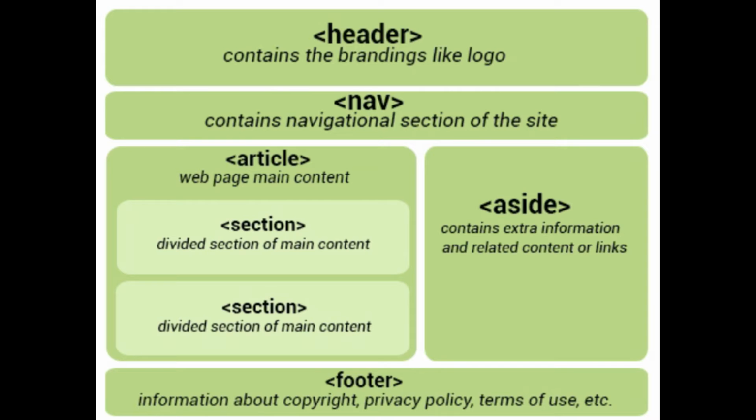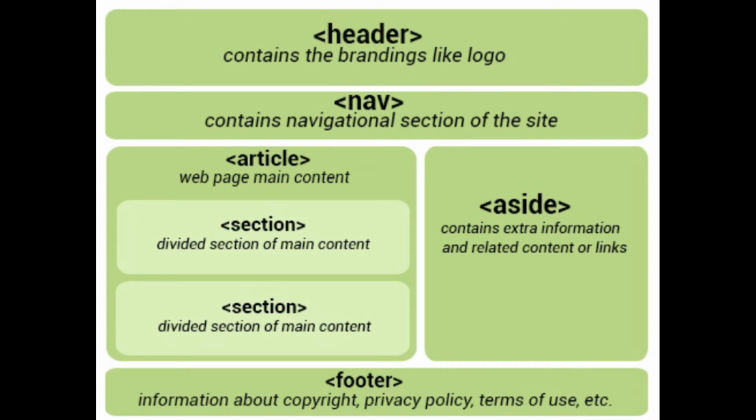And then you have the article tag and then two other section tags here. Basically these places hold the main content, and you can have some images and different text and stuff. Then you see on the right, it contains extra information and related content or links. So just some extra information real quick.